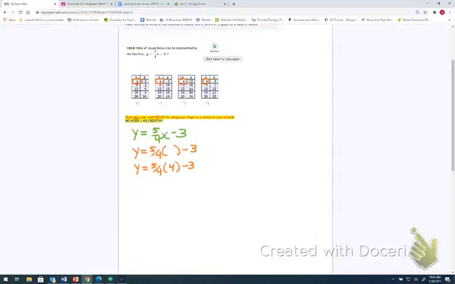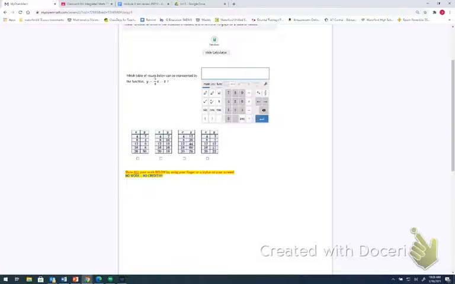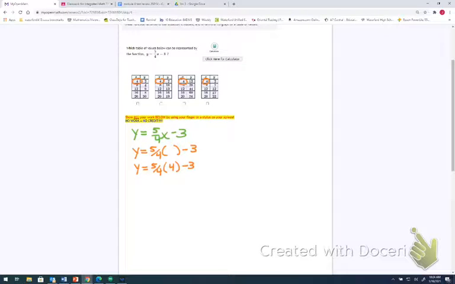Now, you may be thinking, oh my goodness, I don't want to have to do fractions. That's okay. There's a calculator in this one. So we're going to go to the calculator, and we're going to type in 5 over 4, parenthesis, 4, parenthesis, minus 3. And notice that the calculator says the answer is 2. So then we go back to our work, and we write y equals 2.